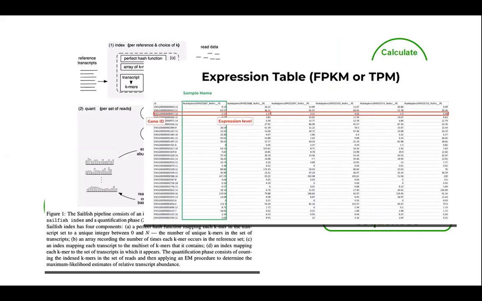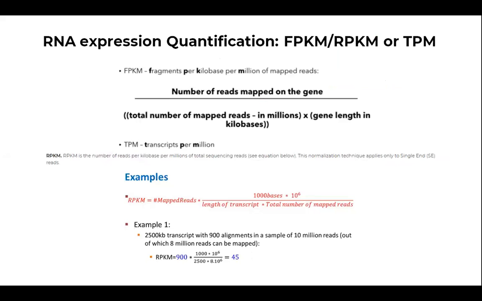Now let's understand what these FPKM, RPKM, or TPM values are. Depending on the input data and quantification approach that we have selected, this number can be any of them. FPKM indicates fragments per kilobase per million. RPKM indicates reads per kilobase per million. TPM is similar to both FPKM and RPKM, only here, instead of reads or fragments, we are computing transcripts per kilobase per million.